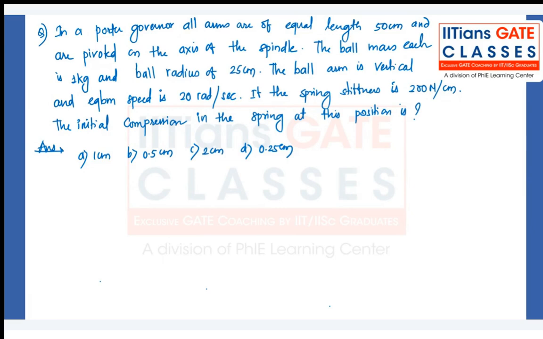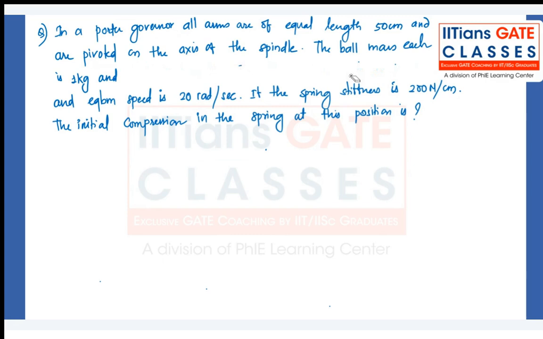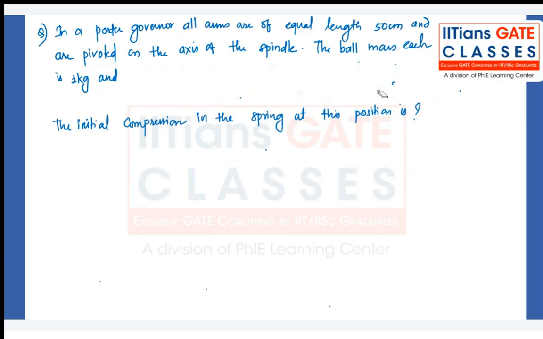Let me check it once again. No, I think there is something wrong. Let me correct it. Ball mass each is 1 kg and ball radius, no, from here I have written wrong. Sorry, please correct this. Secondly, I have written another question.